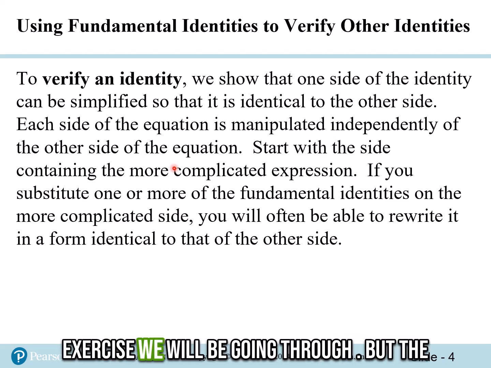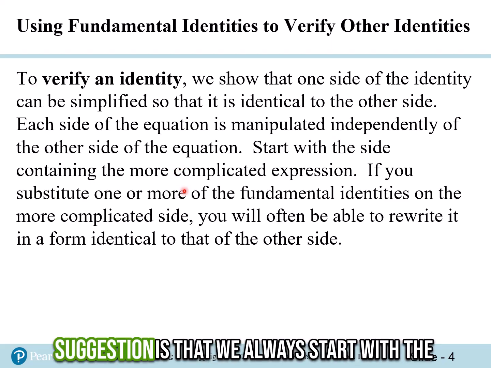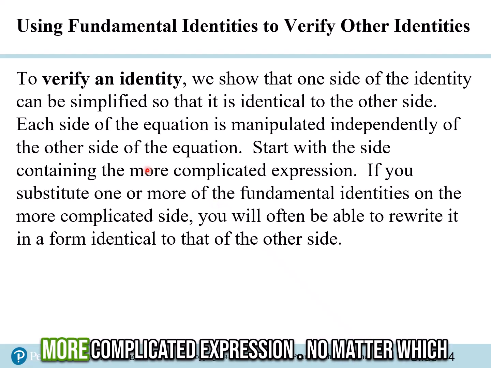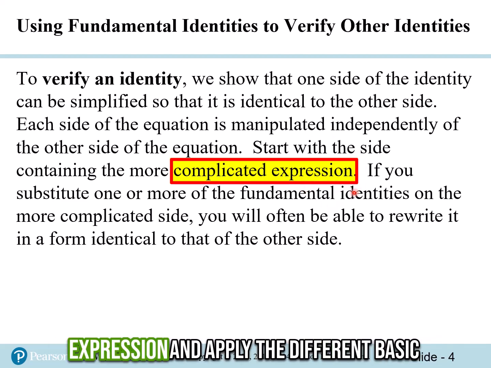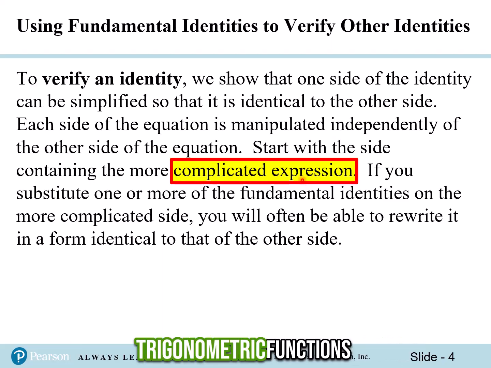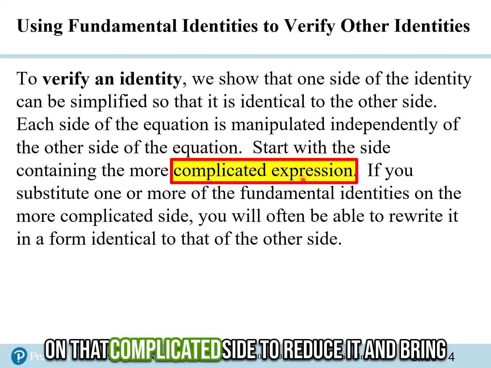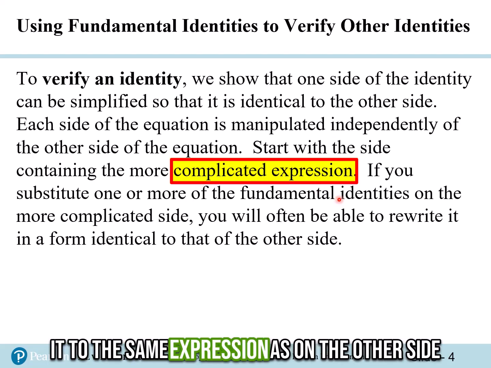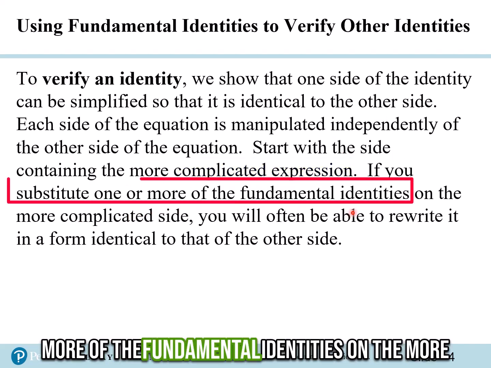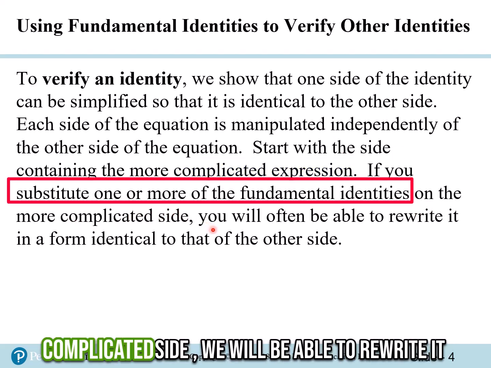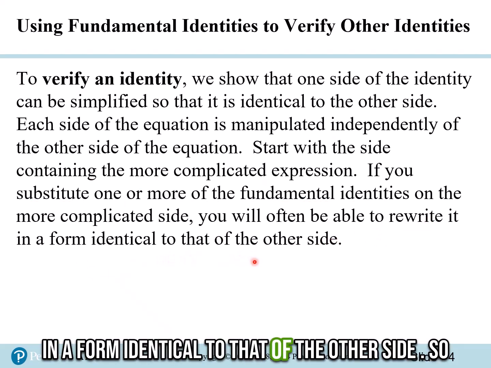So that's the exercise we will be going through, but the suggestion is that we always start with the more complicated expression. No matter which side it is on, start with the more complicated expression and apply the different basic trigonometric functions on that complicated side to reduce it and bring it to the same expression as on the other side of the identity. So if you substitute one or more of the fundamental identities on the more complicated side, we will be able to rewrite it in a form identical to that of the other side.